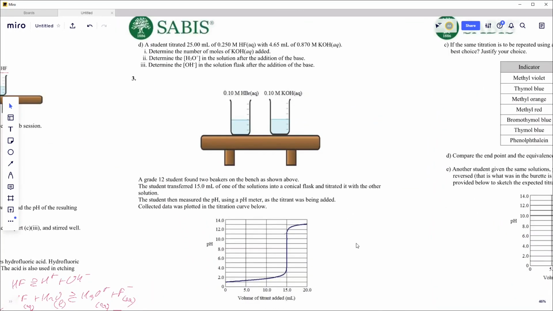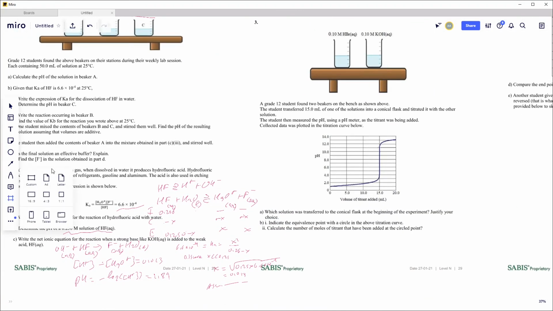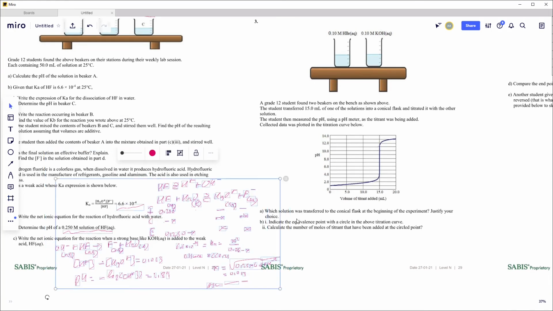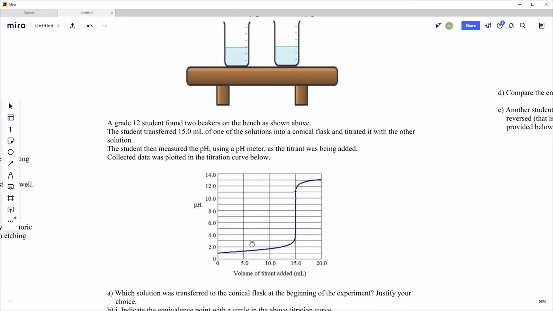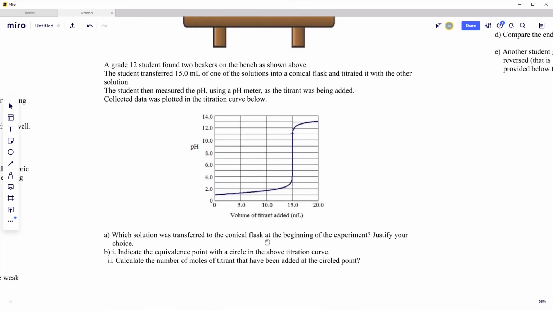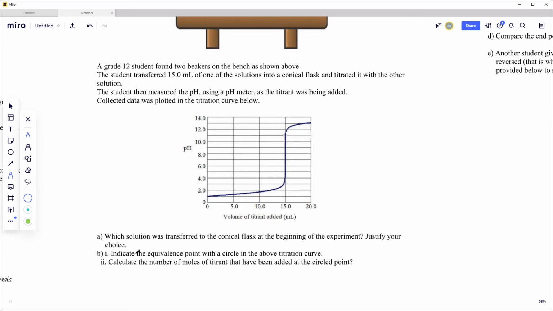Okay, so for question 3, let me delete these. So for question 3, grade 12 student, blah blah. Okay, these questions are really easy. Which solution was transferred to the conical flask at the beginning of the experiment? So you're going to have a conical flask. Ignore my horrible drawing. You have a conical flask and you add something to it, and then you have the burette and you're going to titrate something into it. So what is initially in here? You're going to determine it from this.